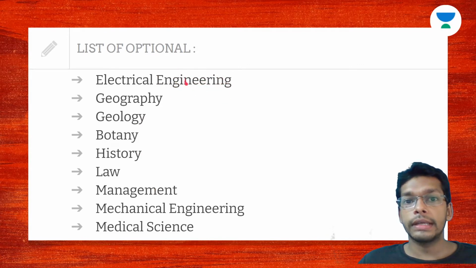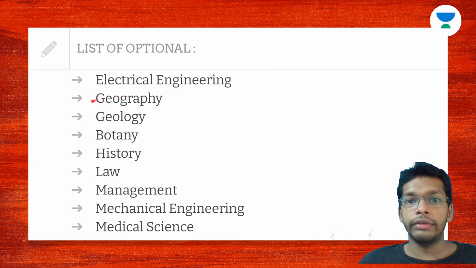As an electronics graduate, I actually went through the syllabus of the electrical engineering subject, and it all overlaps. Around 60% of the syllabus overlaps with electronics and communication also. So if a person has either electrical engineering or electronics and communication engineering as a graduation, then definitely he or she can go for choosing electrical engineering as an optional.